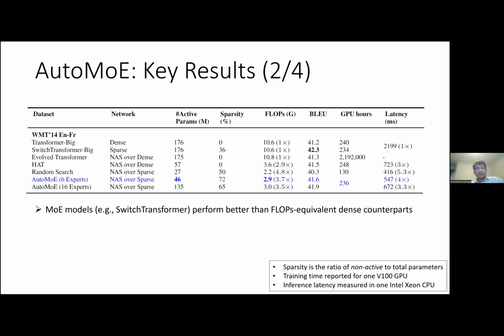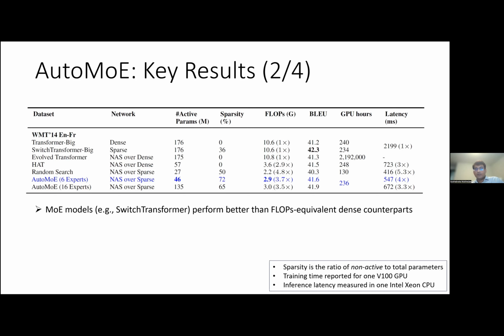Okay. So the first thing that we see here is that the MOE models, again, switch transformer is the flops equivalent dense counterpart of transformer big. In this case, they have the same flops at similar latency. And we see that, yeah, the blue score is 1 point better. Again, these models are trained for exactly 40,000 steps.